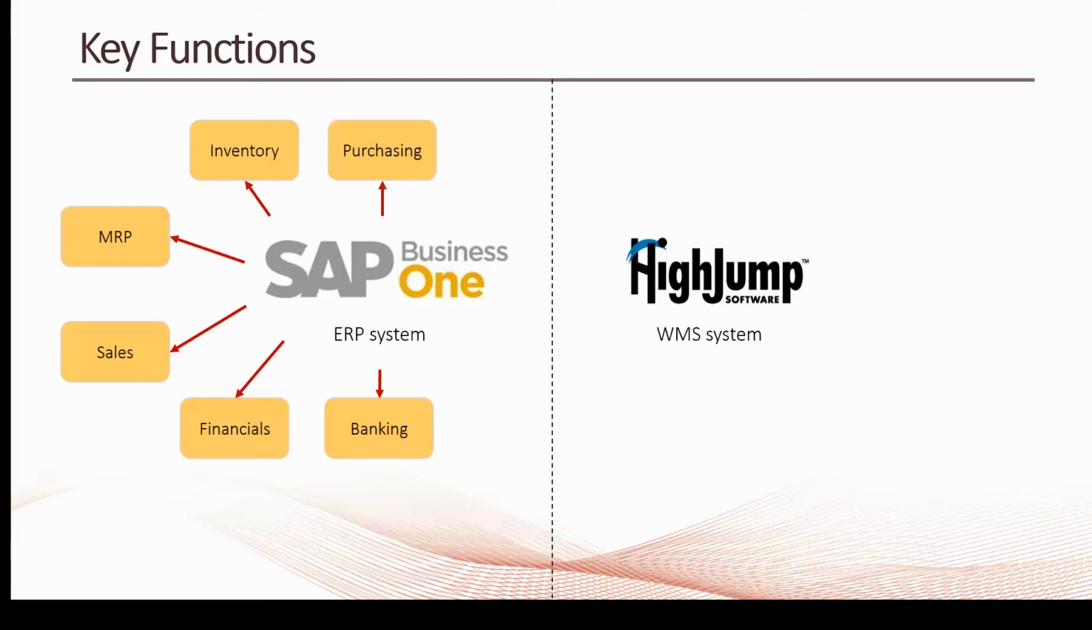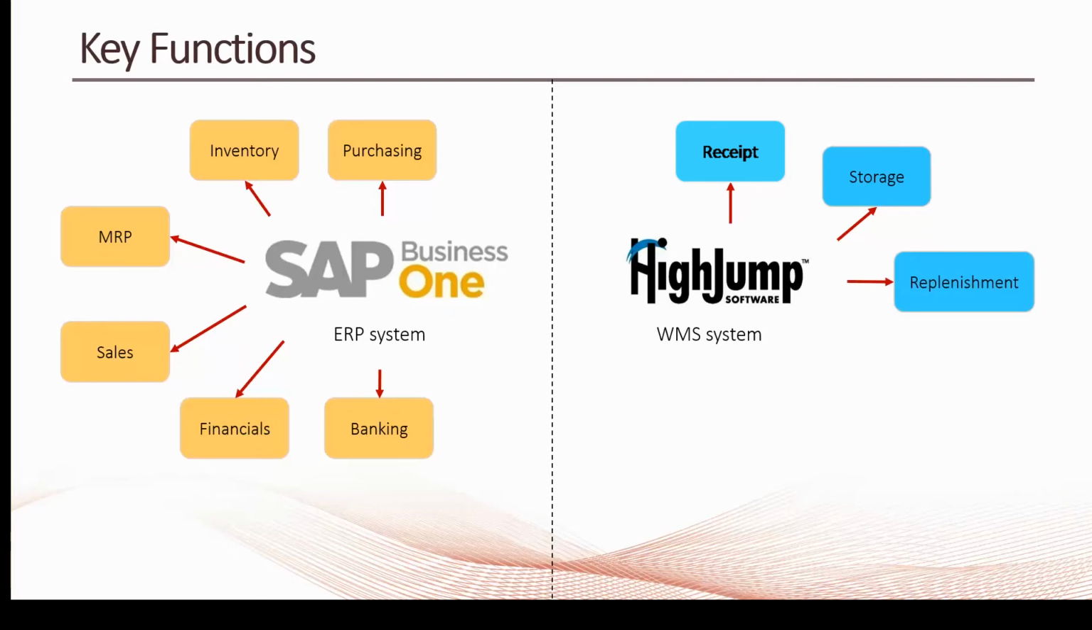Next, let's look at the HighJump. Being a warehouse management system, the basic functions surround the control and tracking of stock within a warehouse environment. So the main functions are receipt, receiving of stock into the warehouse and put away into storage; storage, the storage of stock and maintenance of stock levels through the use of cycle counting; replenishment, the replenishment of stock to picking locations from storage locations; picking, the preparation of customer orders; and shipping, shipping the items through a carrier or through other means.